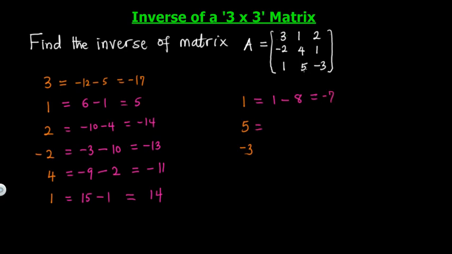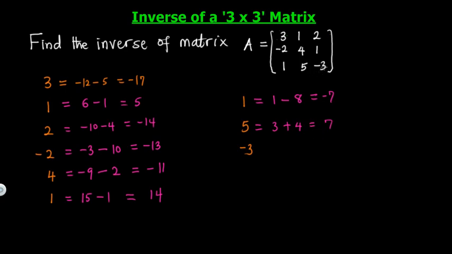For 5, we close this and we close this. That's 3 multiplied by 1, 3, minus 2 multiplied by minus 2, that's minus 4. So 3 minus minus 4, that will be 3 plus 4, which is equal to 7.